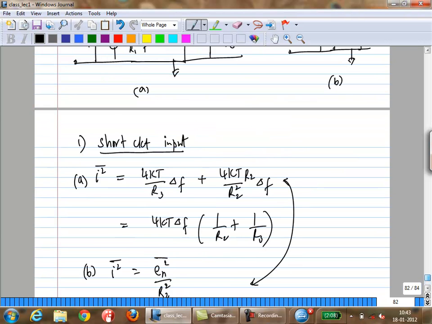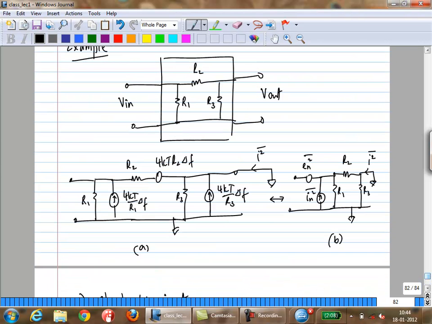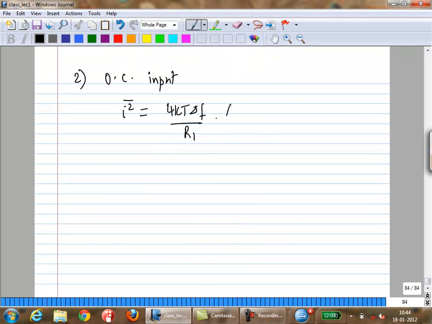So that's the 4kT over R1 delta F. That's the noise due to this when you open circuit this. That flows through this and this. Correct? Times R1 by R1 plus R2 the whole squared. That is a component of noise from the resistor R1.